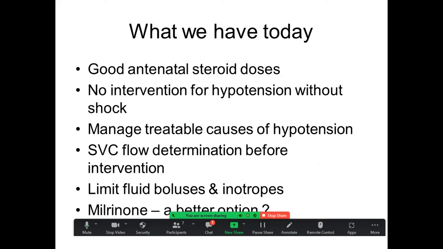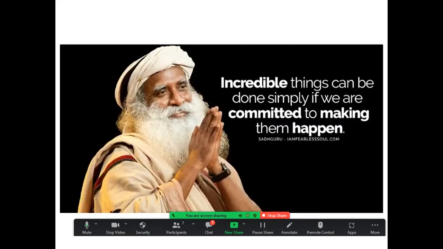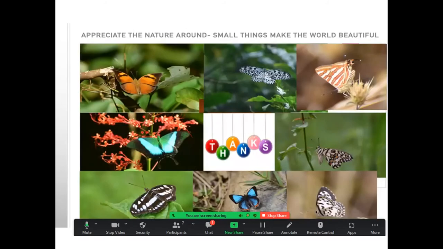SVC flow determination before intervention is necessary. Limit the fluid boluses and inotropes, and milrinone may have some role in certain situations. So patience is the key. We can do incredible things simply by being committed to make them happen. So if we keep our patience and keep on doing things in the right way, a patient in shock can be revived. Thank you.